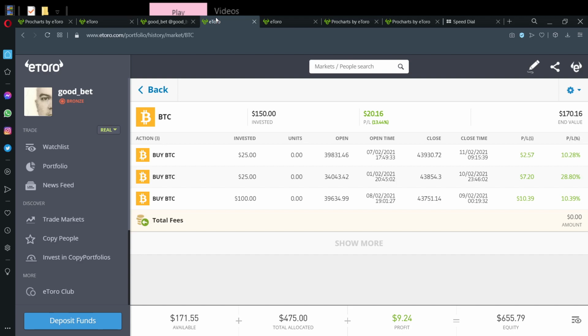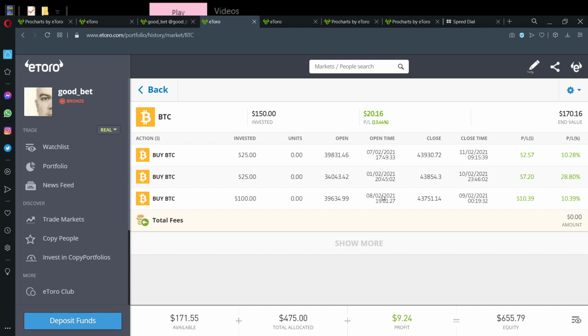I closed 3 trades with a total of $150 invested for a profit of $20.16, a 13.44% return. The first trade was February 1 and closed on February 10 with a gain of 28.80% return on the money invested.